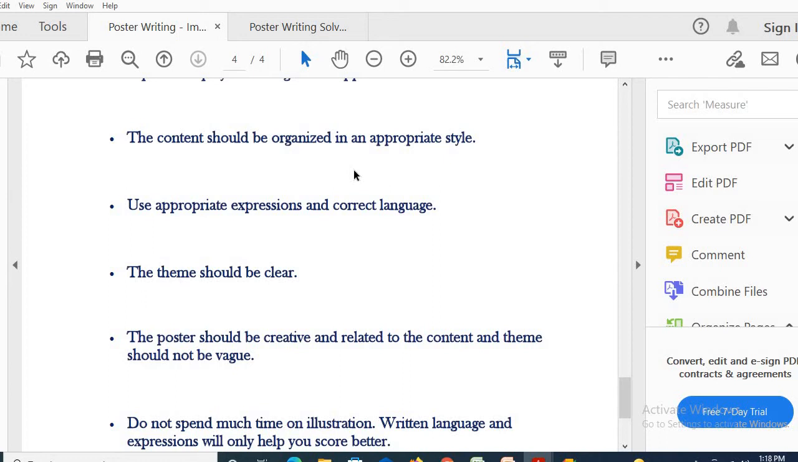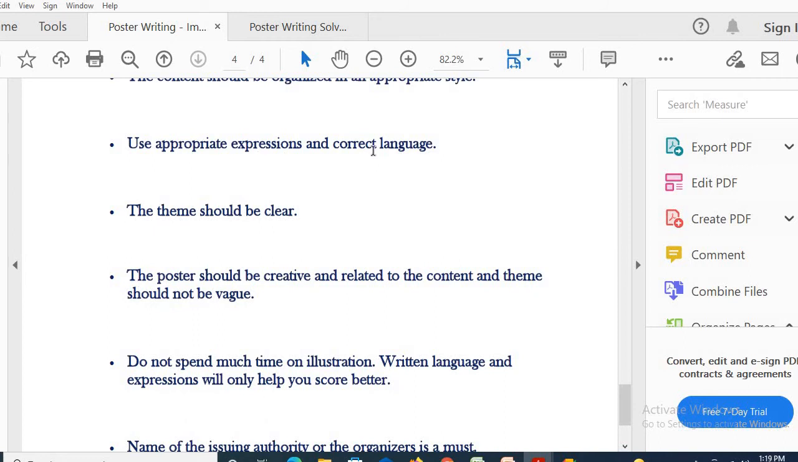Now remember, as I told you, professionally you have to create it with all those points properly written in an appropriate style, in an organized manner. You have to do it. Use appropriate expressions and correct language. Don't make any grammatical error or spelling error, you will be losing marks.